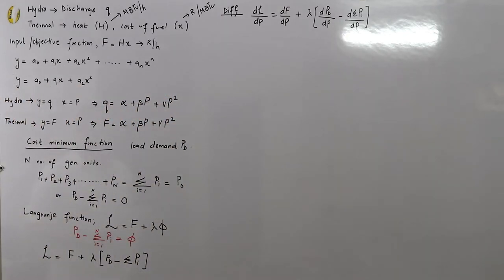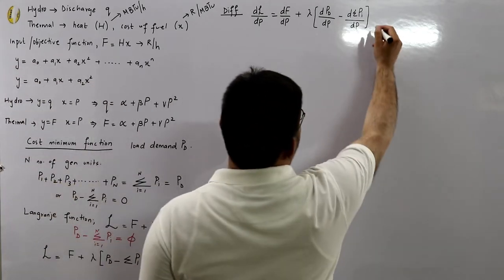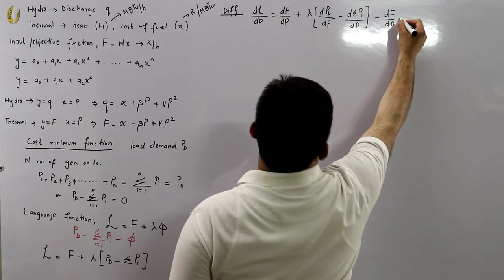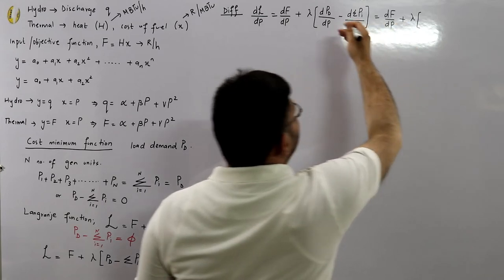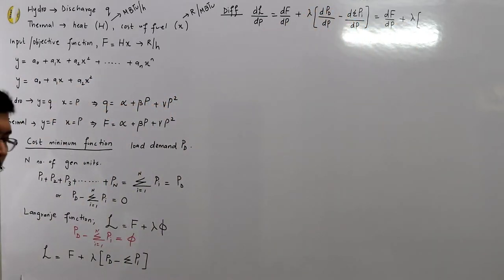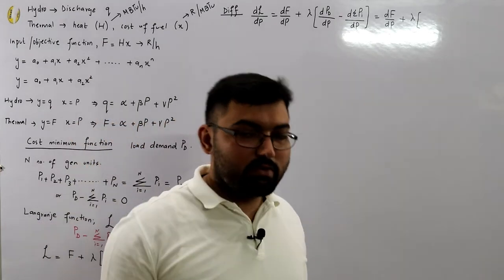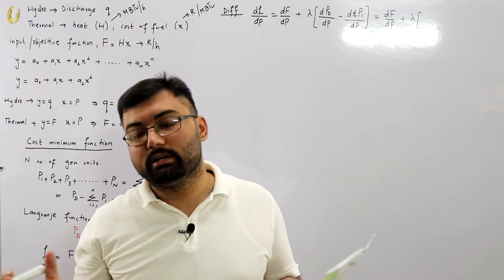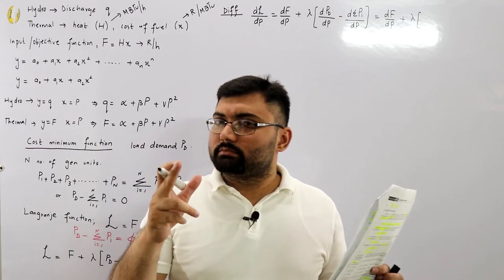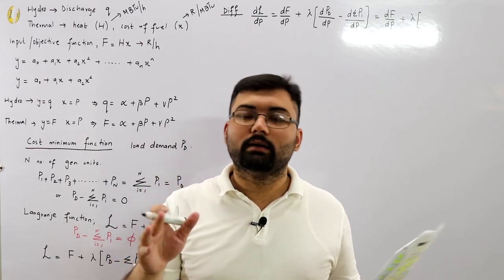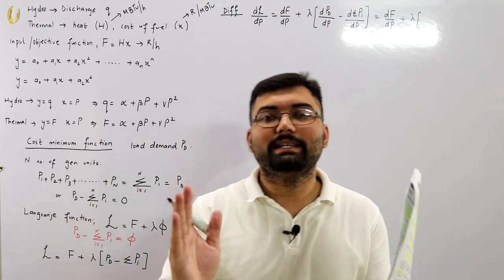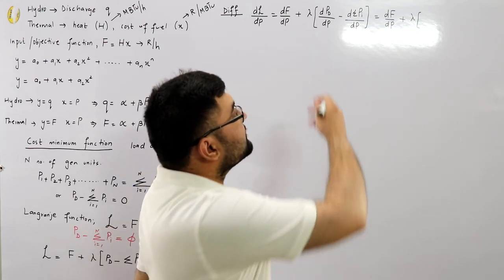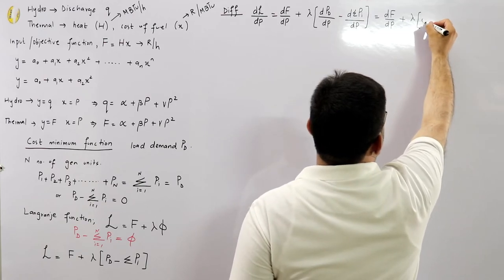So have a look. Now dF/dP would come over here, plus lambda times the power demand with respect to P. The power demand at any particular instant of time, whether you are checking a weekly curve for a particular day, a monthly curve for a particular month, or a yearly curve, the load is constant. The load demand is constant, which means a constant's derivative would be zero, and then you have a minus.